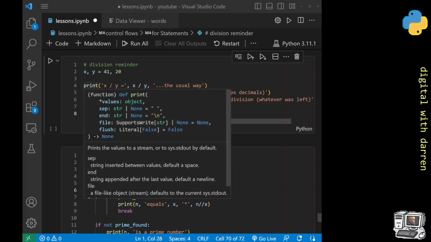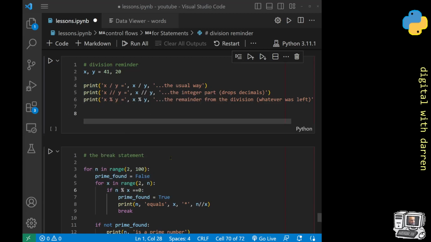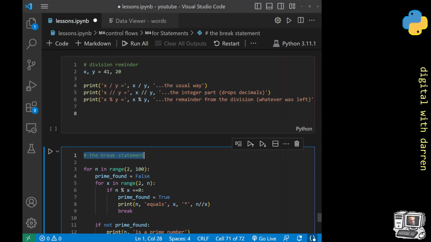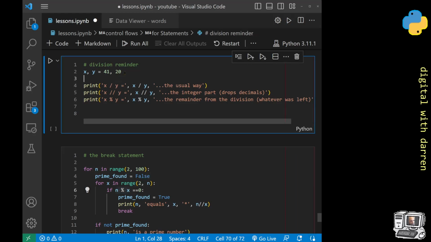So I'm just going to do a division reminder, and the reason why is because in this next section of the break statement we've got something that's a little bit different than the usual, which is this n percentage x. So I just wanted to demonstrate, or remind ourselves, what this is.